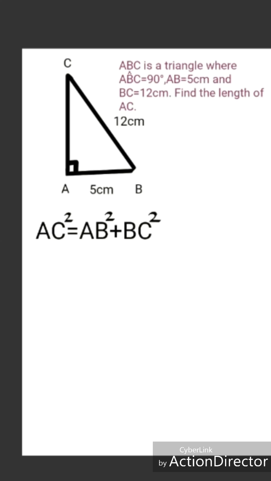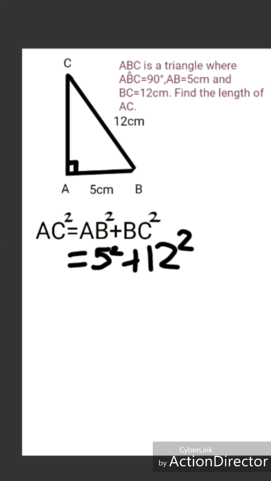AB's length is 5, so far it's AC squared equals 5 squared. But we aren't going to write centimeters for today. But it also has the part of plus BC squared. You know that BC is 12 centimeters, but it says squared, so it means 12 squared. Therefore, you have AC squared equals 5 squared plus 12 squared.